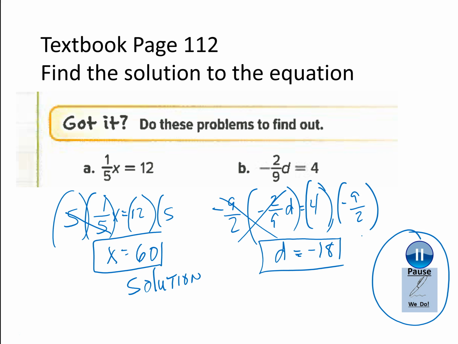Okay, so you might ask me, how do I get that? Well, 4 times negative 9 divided by 2 is the same as 4 divided by 1 times negative 9 divided by 2, which gives me a negative 36 divided by 2, which is a negative 18.